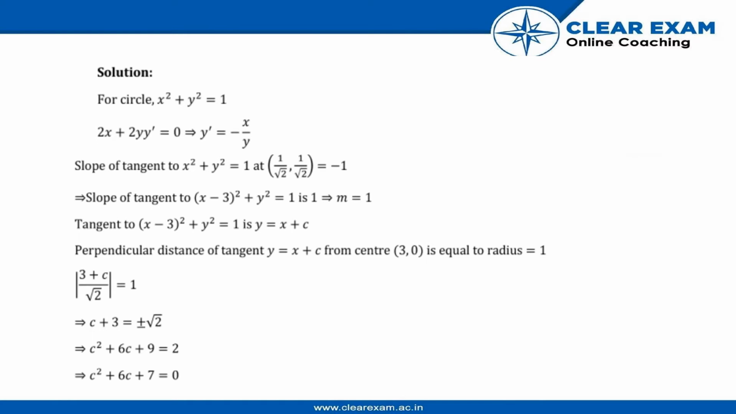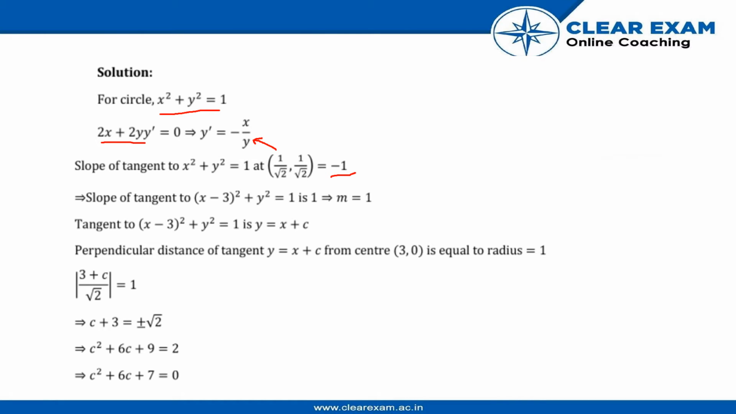For the circle x square plus y square equals 1, the center would be (0, 0) and the radius would be 1, clearly. Differentiating it, we get 2x plus 2y y dash equals 0, or y dash equals minus x upon y, which is basically the equation for the slope. So the slope of the tangent to x square plus y square equals 1 at (1 by root 2, 1 by root 2), putting in these values in y dash equals minus x upon y, gives us minus 1. So this is the slope for the first one.